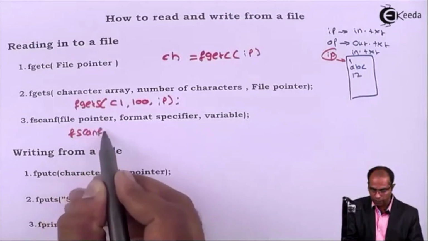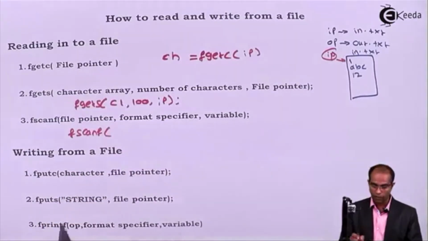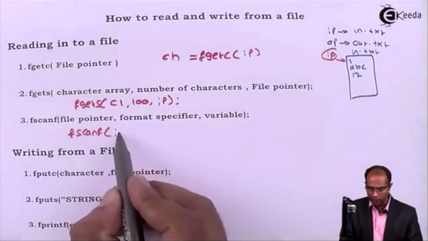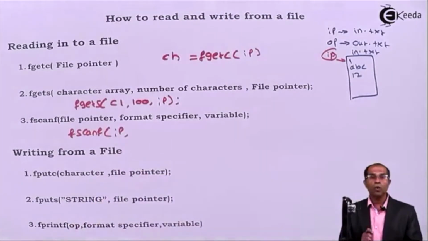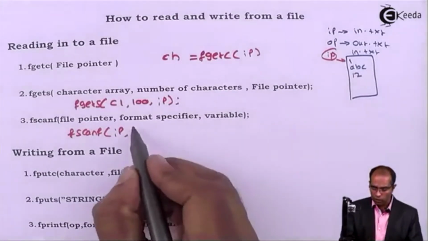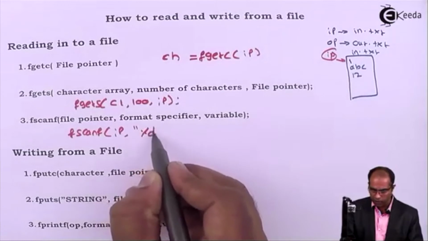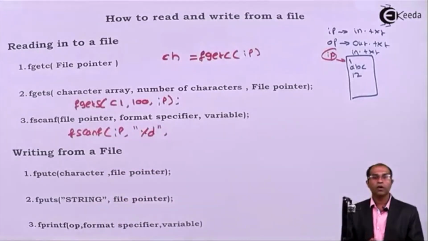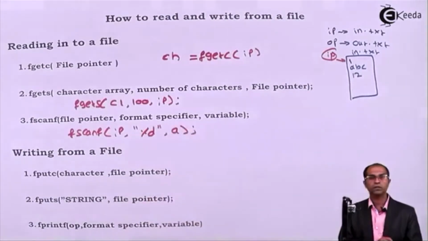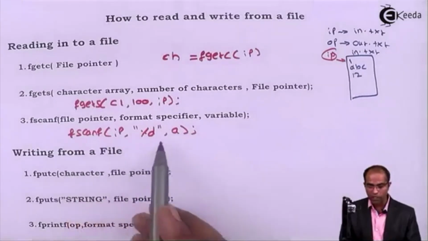fscanf. fscanf will have a file pointer. What is the file pointer? Let's say ip. What type of values do you want to read? You want to read an integer value. So the format specifier for an integer value is %d, comma, the variable where you want to store. I want to store into a variable, say a. That's it.